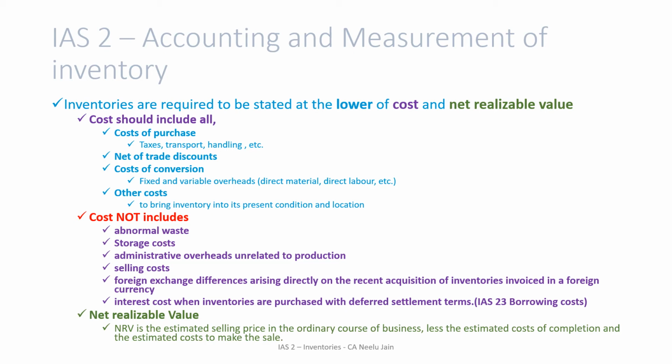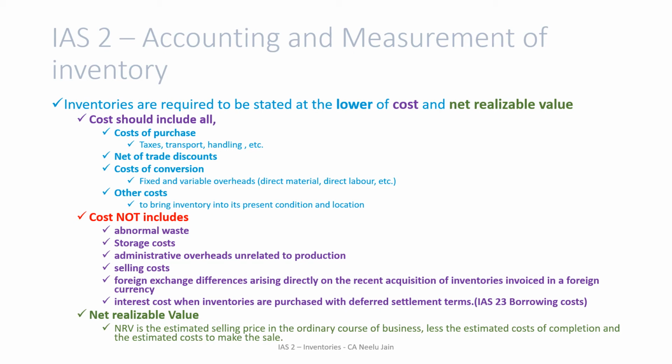So these costs which are not directly related to your product will not be considered as a cost of your inventory. The cost of inventory will specifically comprise cost of purchase, in case you manufacture it then cost of conversion, net of trade discount and other costs which are incurred directly in relation to bringing your inventory to its present condition and location. Now we understood what is cost.